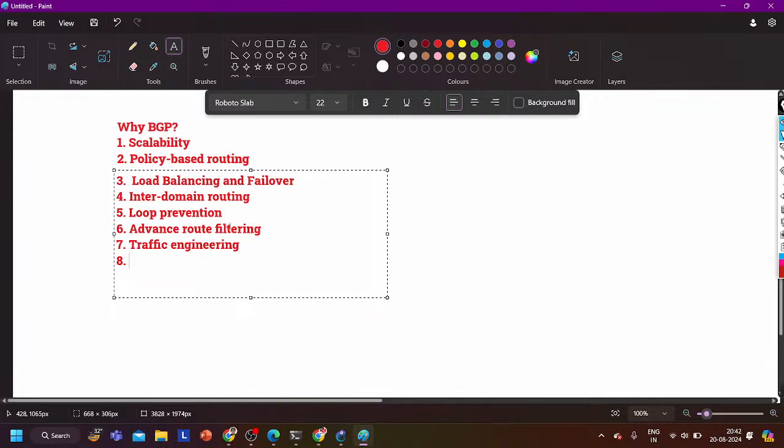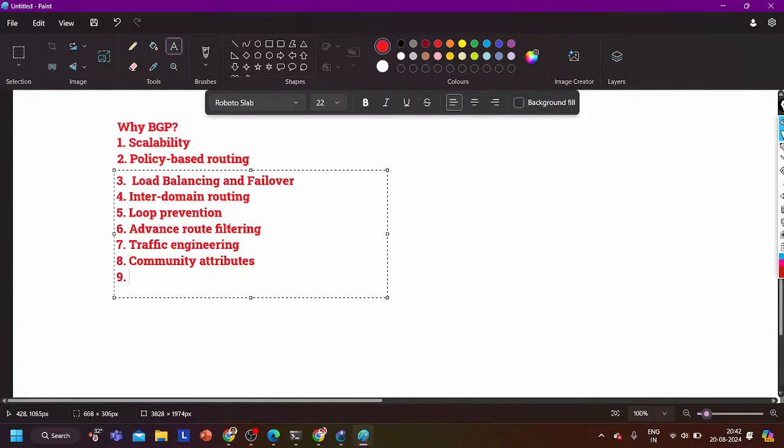Then BGP protocol supports both IPv4 and IPv6. Even OSPF also supports both. Then in BGP we have some community attributes as well.